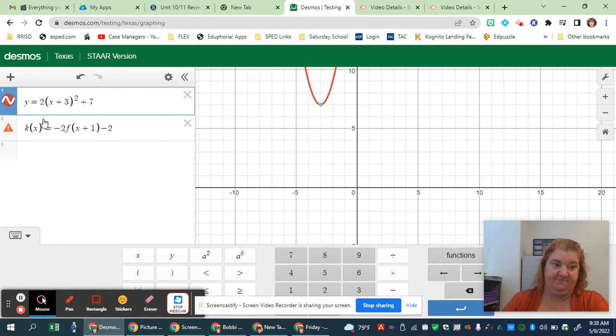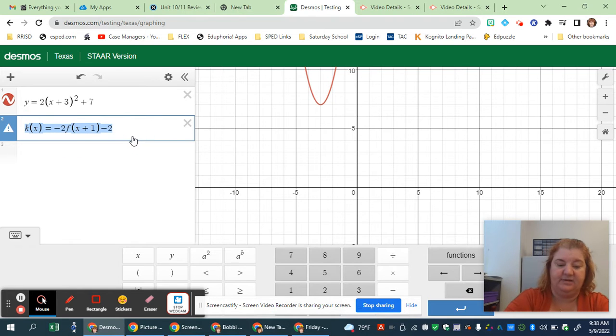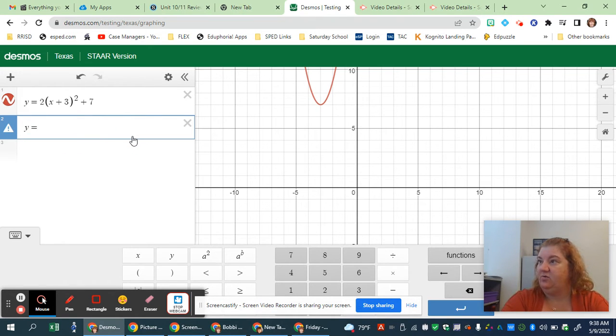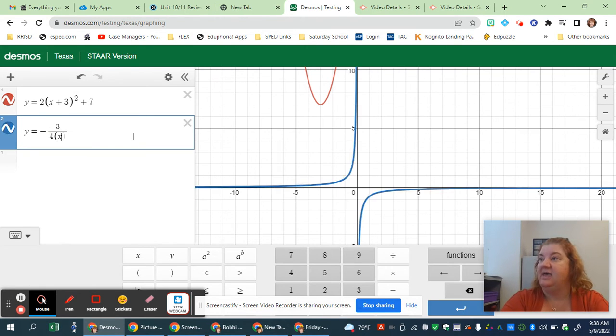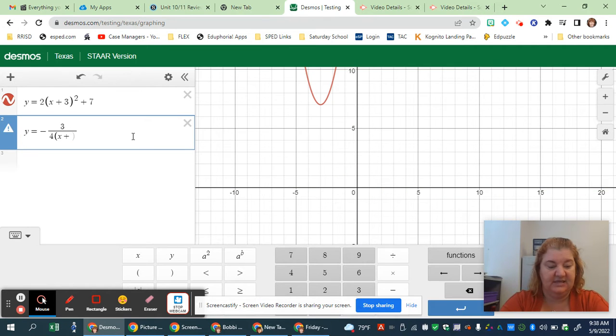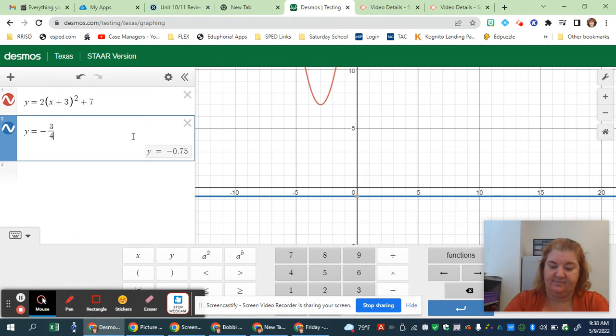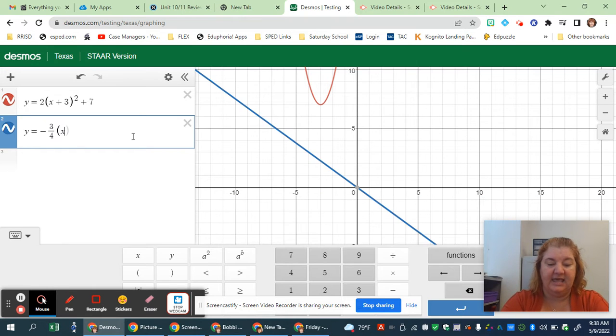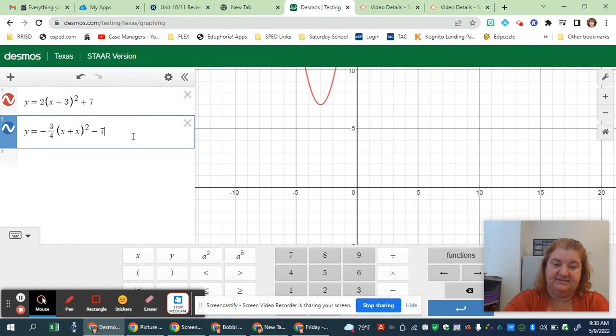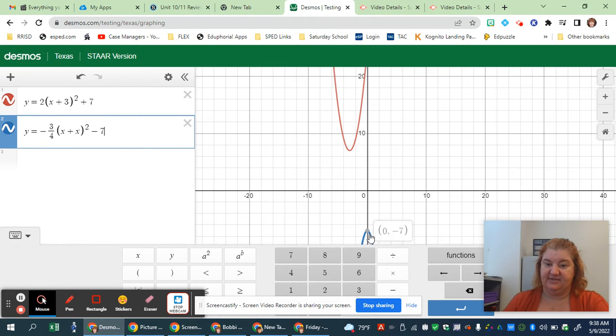And I'm going to put the second one in. So I have a red one. I'm going to put y equals negative 3/4 x plus 3 squared. Oops. Oh, I messed that one up. Hold on. 3/4 x plus 3 squared minus 7. The next one, where's that at? There it is. It's down there.